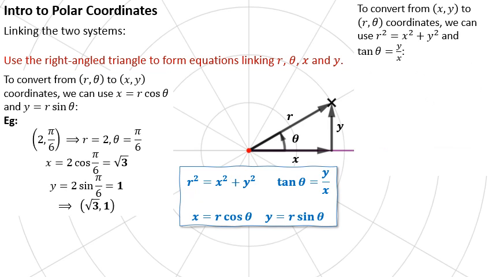Similarly, if we're converting back the other way, we would probably use the other two identities here, r squared equals x squared plus y squared, and tan theta equals y over x. So if I gave you the point (root 3, 1), and that was in Cartesian form, you would know that meant x was root 3 and y was 1. Then we could put them together and find the value of r.